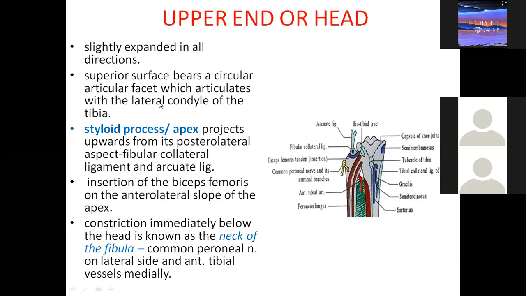What is this, beta? Lateral condyle of the tibia. We have studied the tibia day before yesterday, right? This was the medial condyle and this was the lateral condyle. So the lateral condyle of the tibia is articulating with the fibula, and we find the articular facet is present on the head. Okay, the projected area of the head is the styloid process, which is also called the apex. Okay, which is projecting upwards.